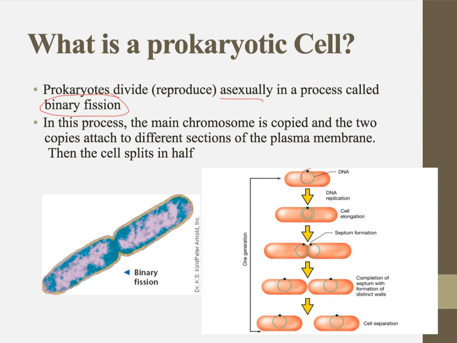Basically, we're going to take that main loop of DNA and copy it. Those two copies then will attach themselves to different anchorage points, and that cell splits in half. So it's a little bit different than mitosis, which we talk about with eukaryotic cells, you know, that old prophase, metaphase, anaphase, telophase, all that jazz. This is just a bit different. This is called binary fission. Bi meaning two, fission, splitting apart, splitting into two.